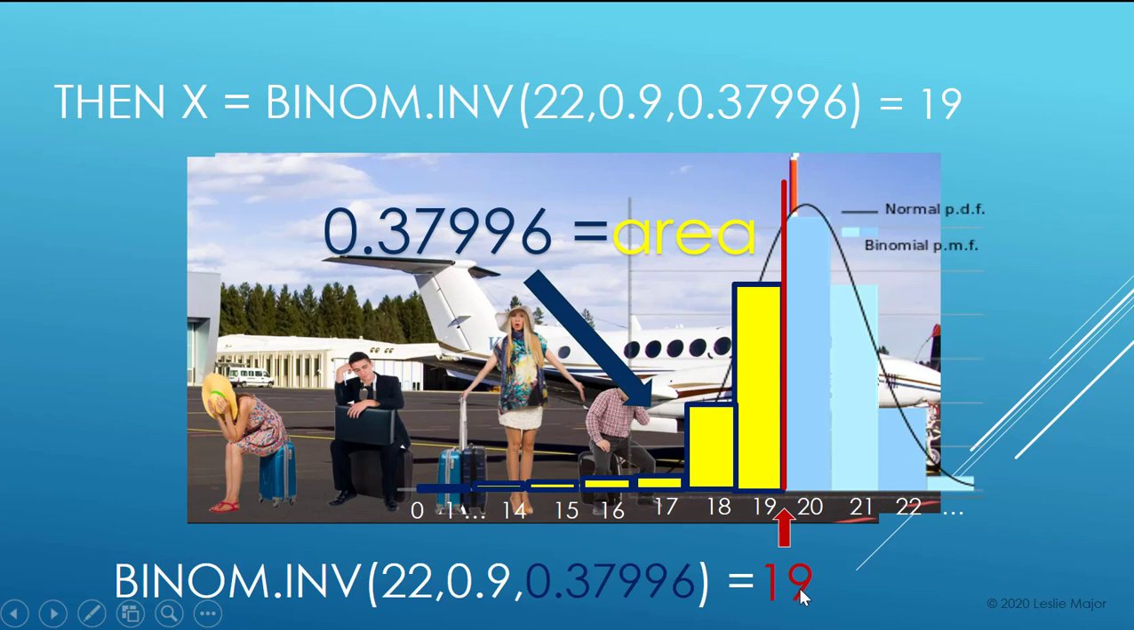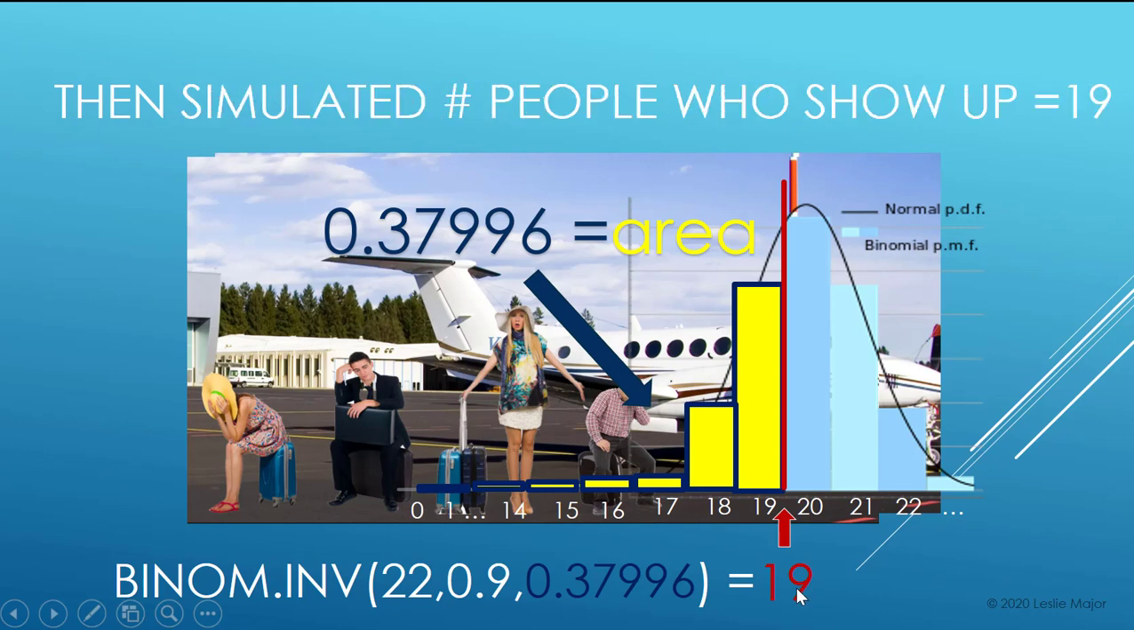We could run it again. Let's roll the dice again. Actually, sorry, before that, let's just talk about this. So again, if we got 0.3799 for Rand, that gives us 19 when we feed that into the binomial.inv, which is our number of people who show up, which will happen quite often.